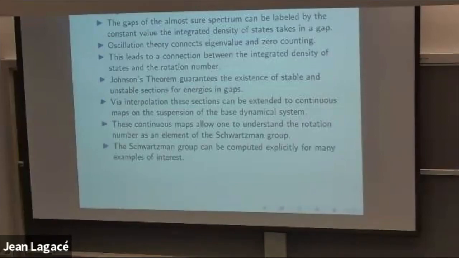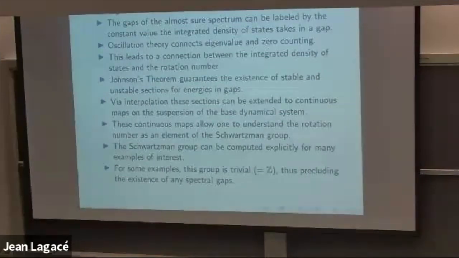Okay, so the reason why I really like this approach is that you can compute the Schwarzmann group explicitly for many examples of interest. And so, for example, there are some interesting cases where the group is trivial. What do I mean by trivial? So one observation is that Z is always a subgroup of that group. So you always have Z. Sometimes you have more, sometimes you don't. So you would say if you don't have more, that's sort of the trivial case. It's just Z and nothing else.